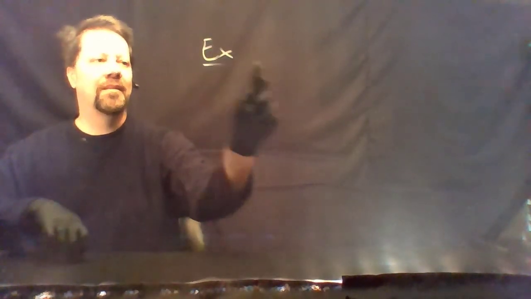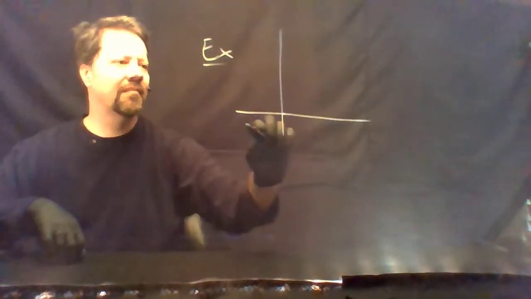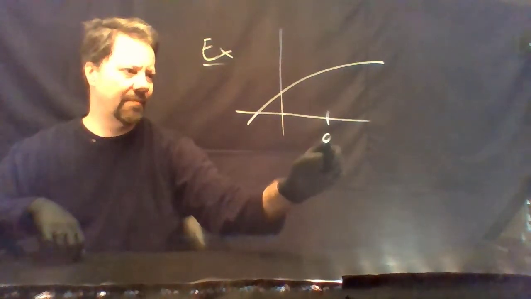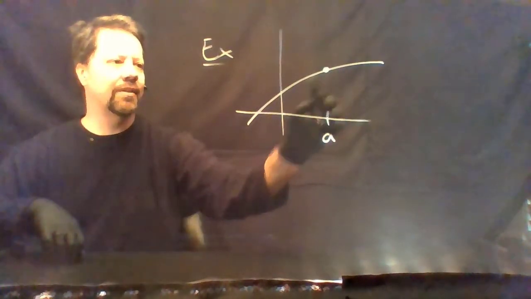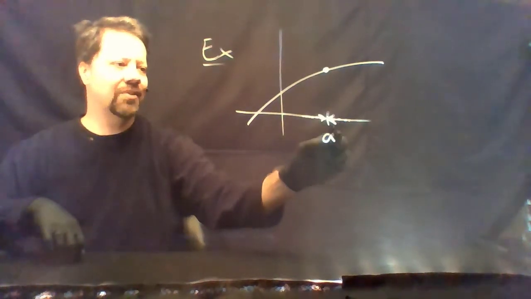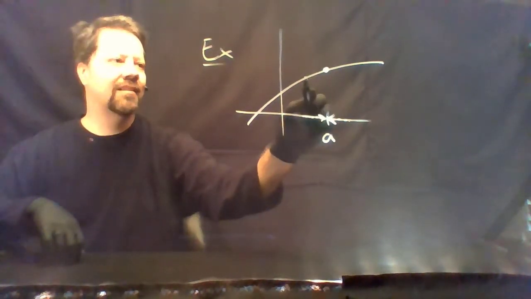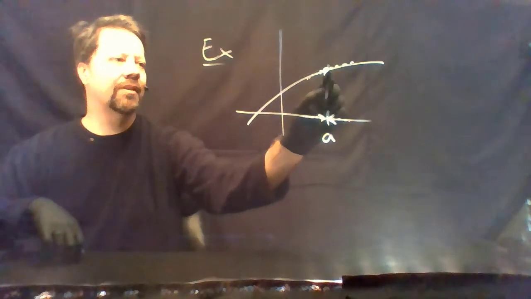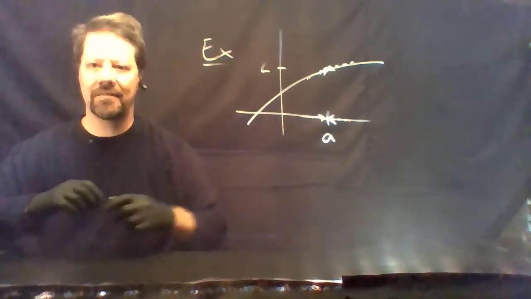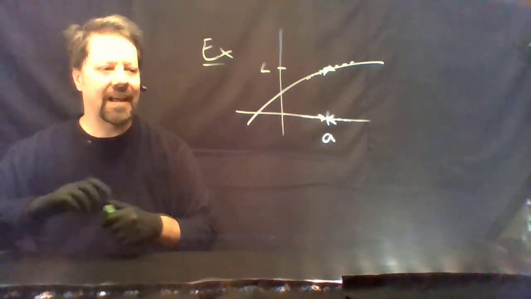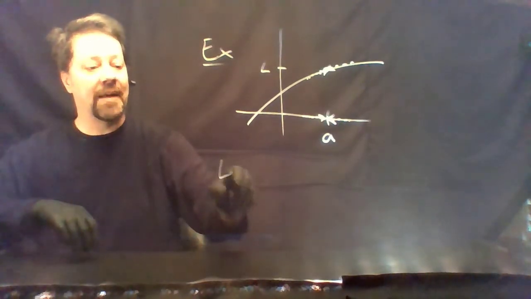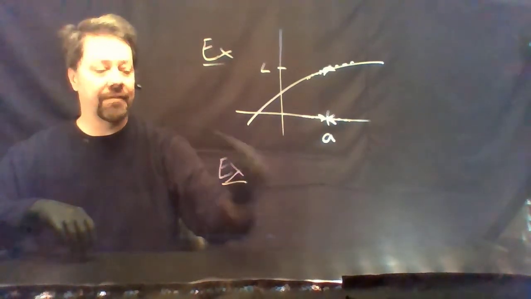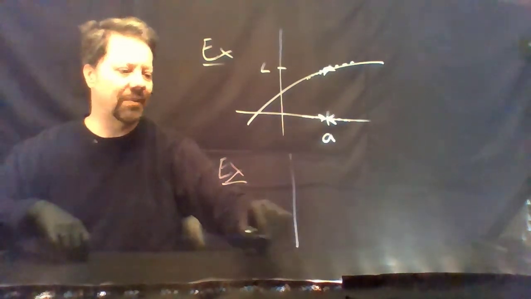To get an idea of how we should define limits, we should look at some examples. So the basic idea for limits is, if you have a nice smooth curve, as x gets closer and closer to a from each side, the y values will get closer and closer to some value L. Now, that value L might not be the function value, as you'll see in the next example.